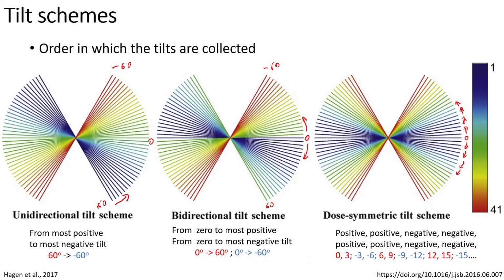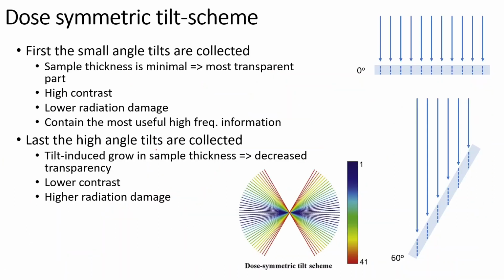Why it is important to have this dosimetric tilt scheme is because what's happening when we are tilting our sample is that we are changing the sample thickness. And what we know is that when we are serially exposing our sample, the first tilts get less radiation, and therefore are less damaged than the last tilts. So those over the tilts are accumulated.